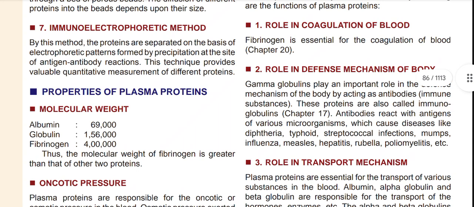Then role in defense mechanism of the body. Especially gamma globulin plays a major role in the defense mechanism of our body by acting as antibodies or immune substances. These proteins are also called immunoglobulins. Antibodies react with the antigens of various types of microorganisms which cause diseases like diphtheria, typhoid, streptococcal infection, mumps, measles, hepatitis, rubella, influenza, poliomyelitis, etc.